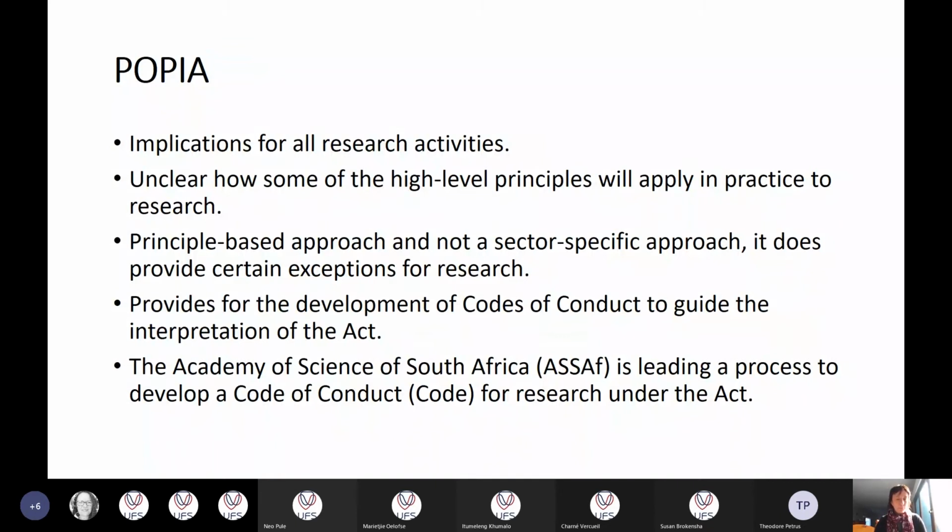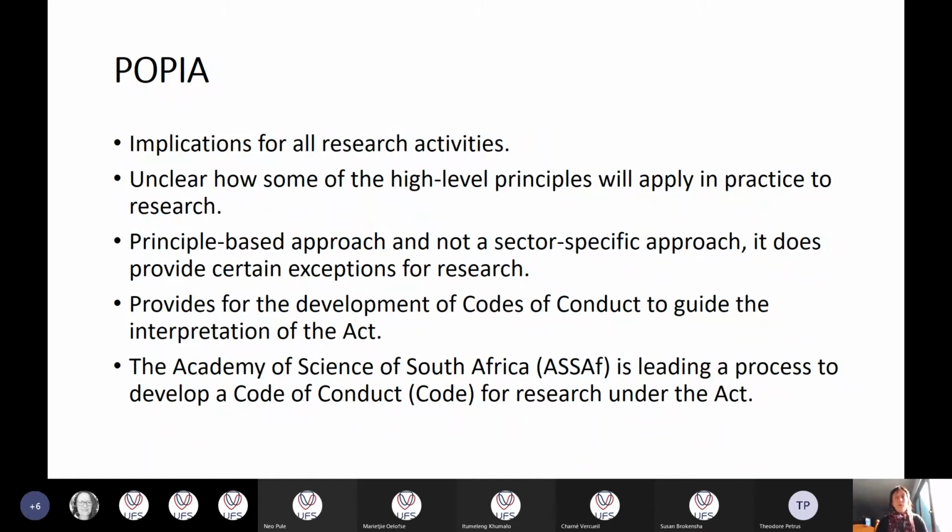POPIA aims to improve the transparency, accountability, and oversight of personal information and promote public trust in the use of information in research. However, there is uncertainty and the need for further guidance on the application of POPIA to research. For example, it is unclear how some of the high-level principles will apply to research. And secondly, although POPIA adopts a principle-based approach and not a sector-specific approach to the processing of personal information, it does provide certain exceptions for research.